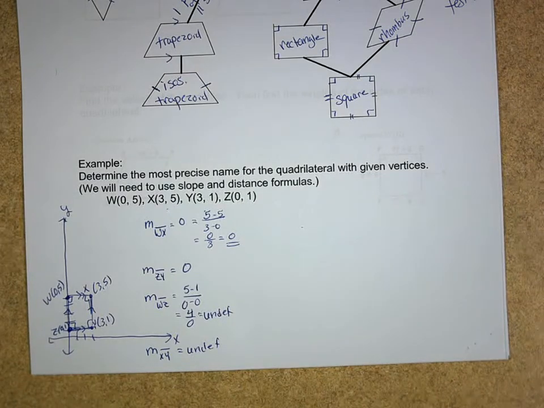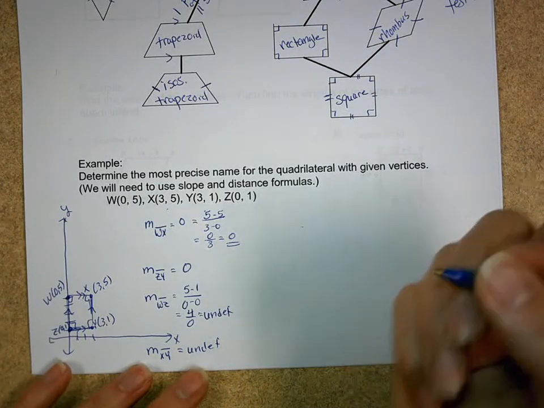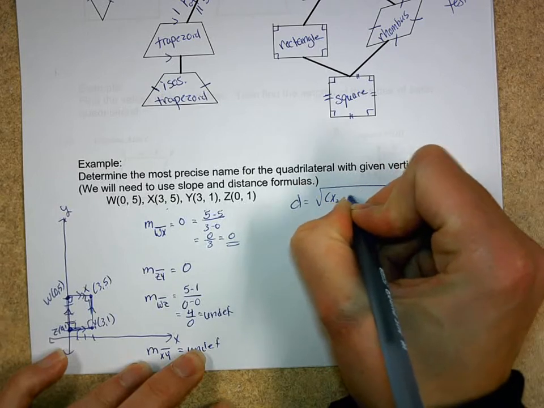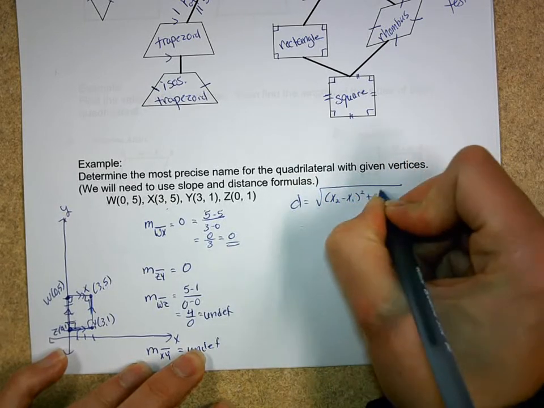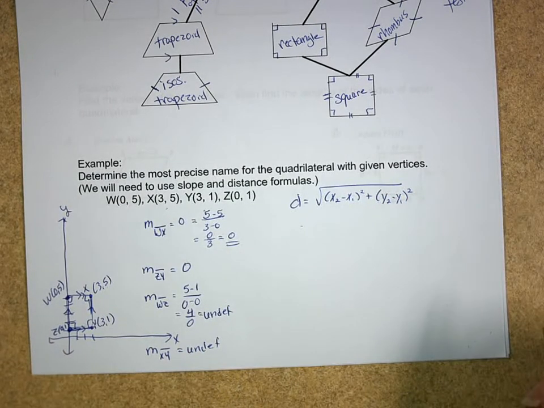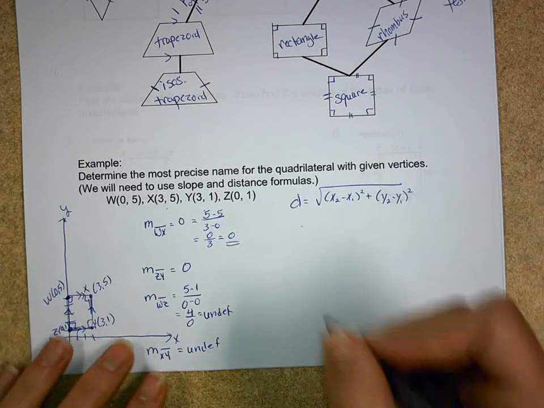I don't even have to calculate the side lengths, but let's double check. Let's calculate the side lengths with our distance formula, which is the square root of the quantity x2 minus x1 squared plus the quantity y2 minus y1 squared. We're going to plug it in to find the different segments. I'm going to do just one example, because these are horizontal and vertical lines. This is when counting is actually faster than using the formula. But let's go ahead and do WX first.